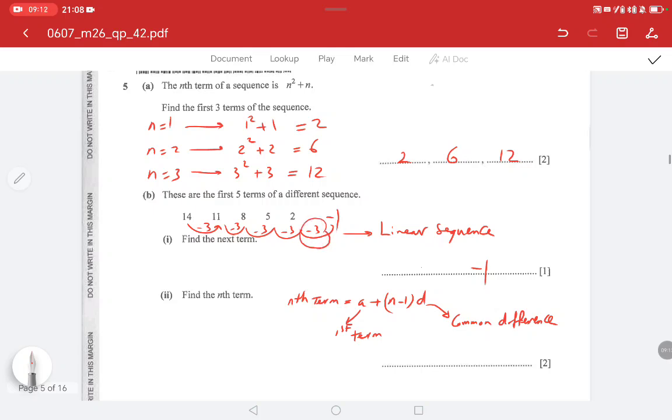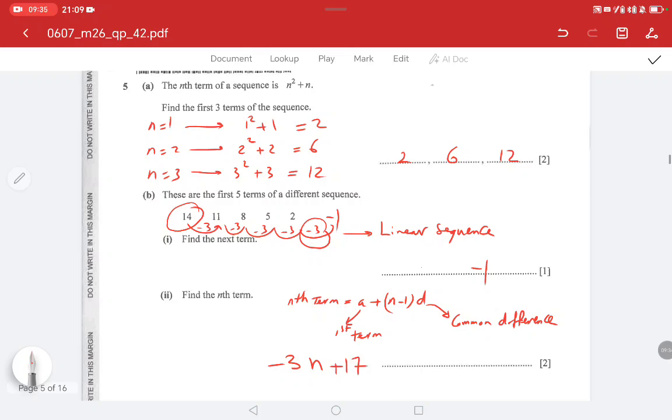I have the difference is negative 3, so negative 3 times n. Usually you multiply the common difference d times n, so negative 3n. Then substitute n by 1. It should be negative 3 times 1, which is negative 3. Negative 3, how can it be 14? Should be plus 17. Okay?